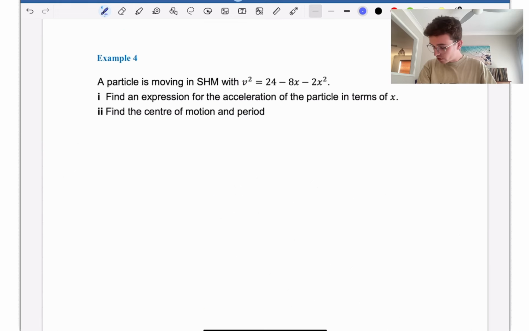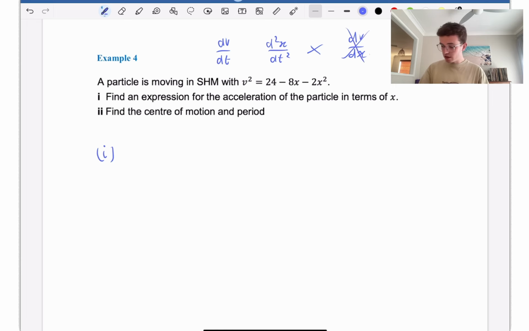Right, the next example, we've got a particle moving in simple harmonic motion. Its equation is v squared equals 24 minus 8x minus 2x squared. We want to find an expression for the acceleration of the particle in terms of x. Now, don't get confused. You can't differentiate velocity in terms of x and get acceleration. We've seen that a lot of times before in this topic, and that's because the definition of acceleration is either dv by dt or d2x by dt squared, not dv by dx. That is not the definition of acceleration.